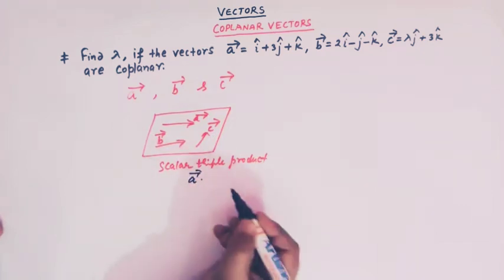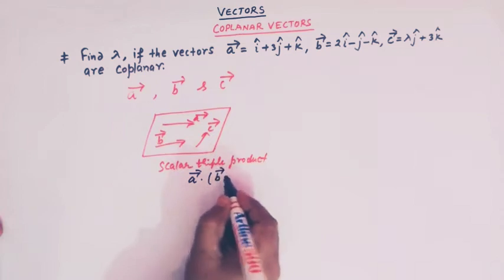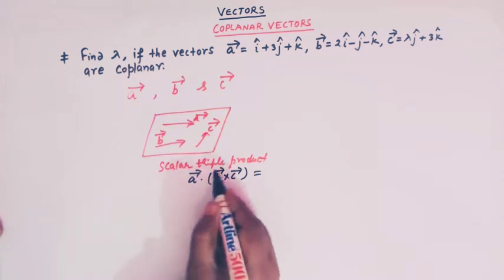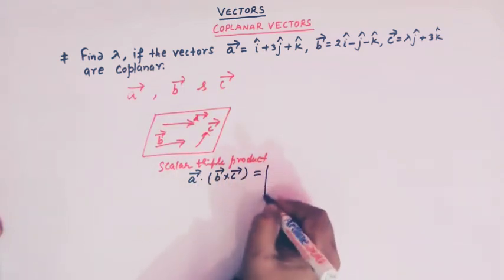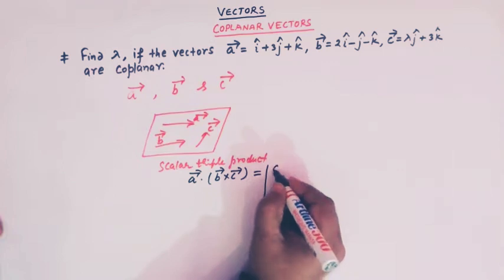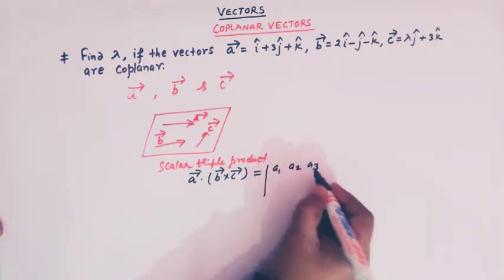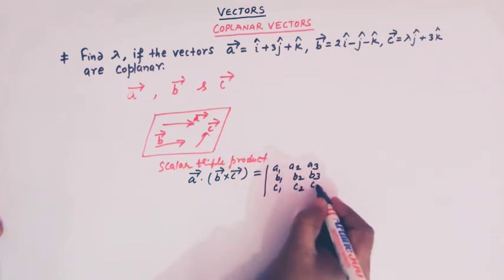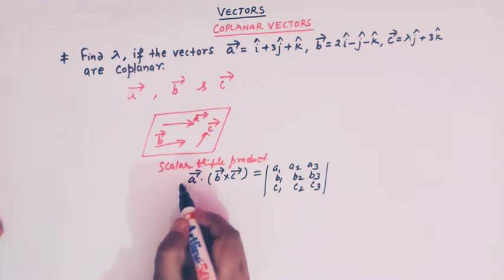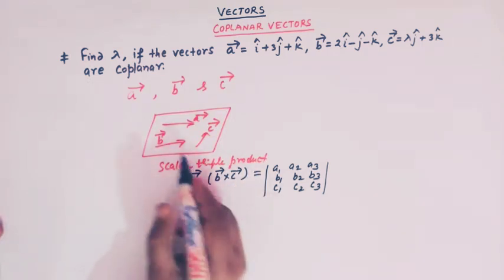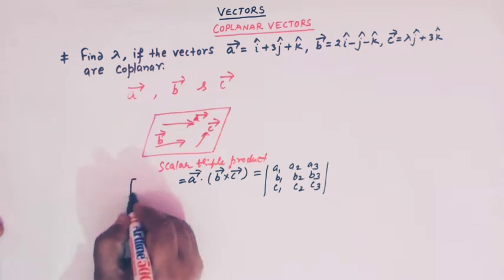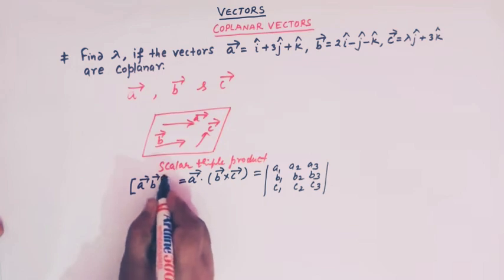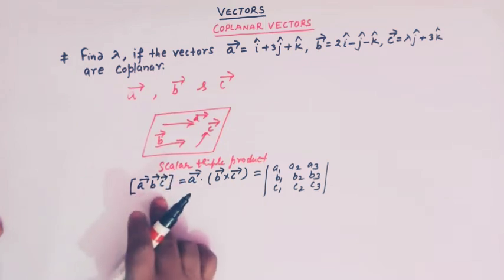vector a dot b cross c, that is vector a dot b cross c, is given by the determinant, that is a1 a2 a3, b1 b2 b3, c1 c2 c3, right? So the value of the scalar triple product of a, b and c, the scalar triple product is also denoted by this notation. This is a very familiar notation.